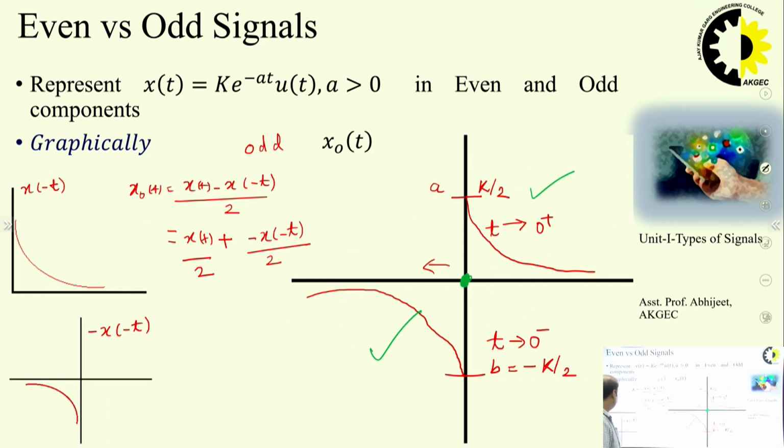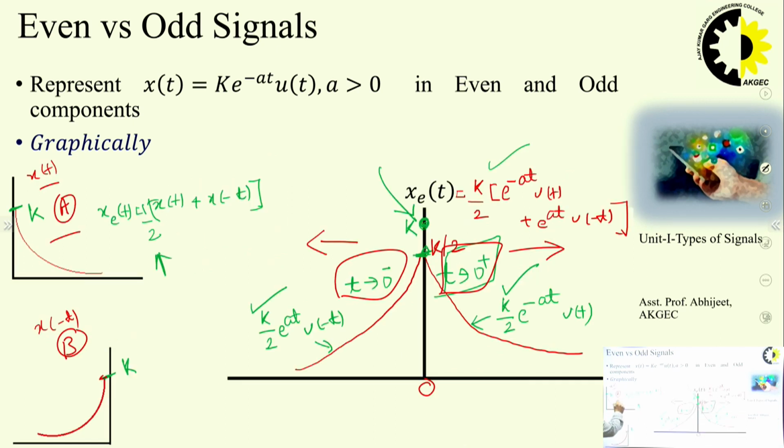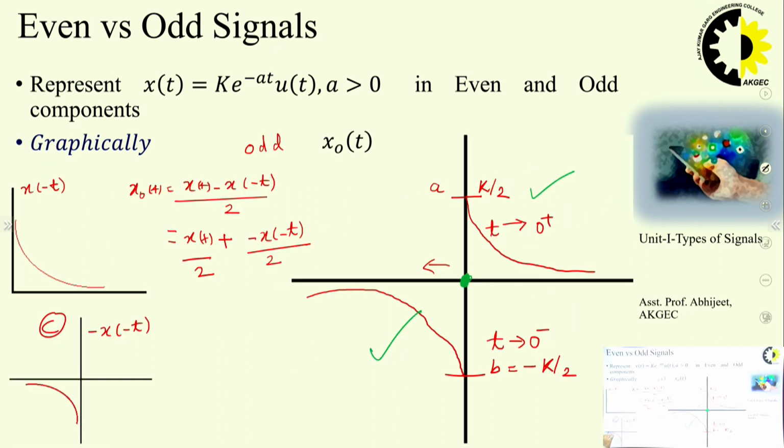The odd part is basically the a component minus the c component. The c component is the reversal of x of minus t, which is the third quadrant signal. So if we add a and c, if this is c and this one is a, then what we are doing is adding a and c. This also means that we are subtracting a from b.